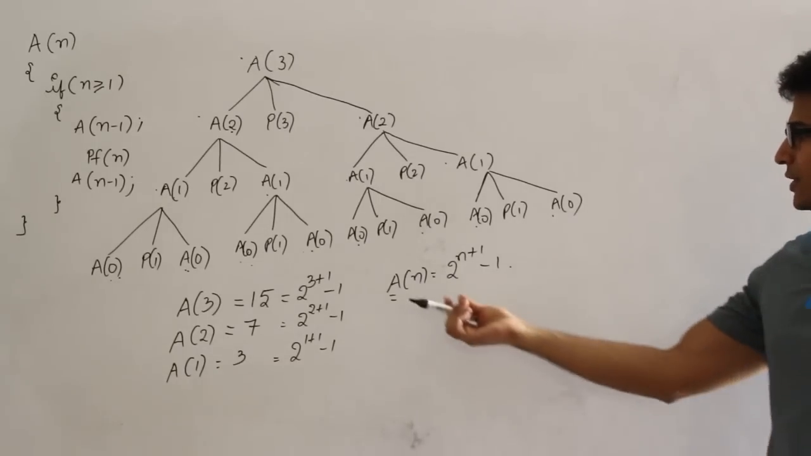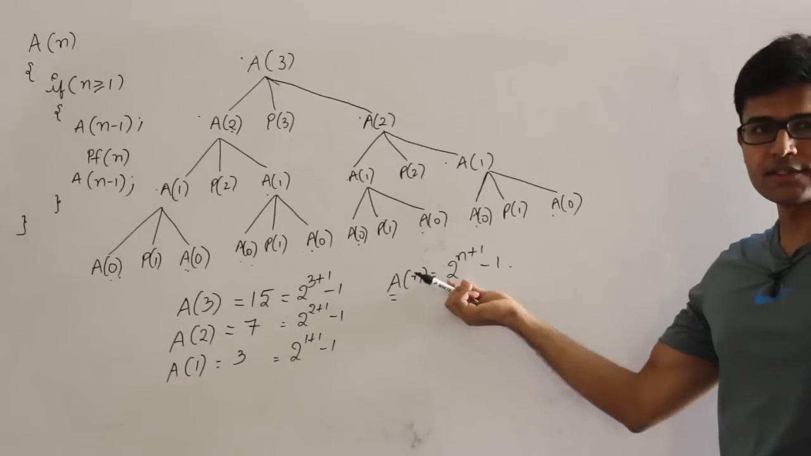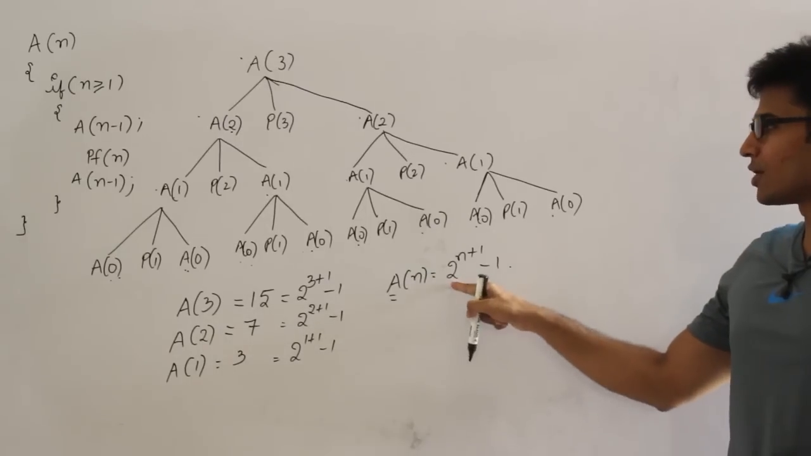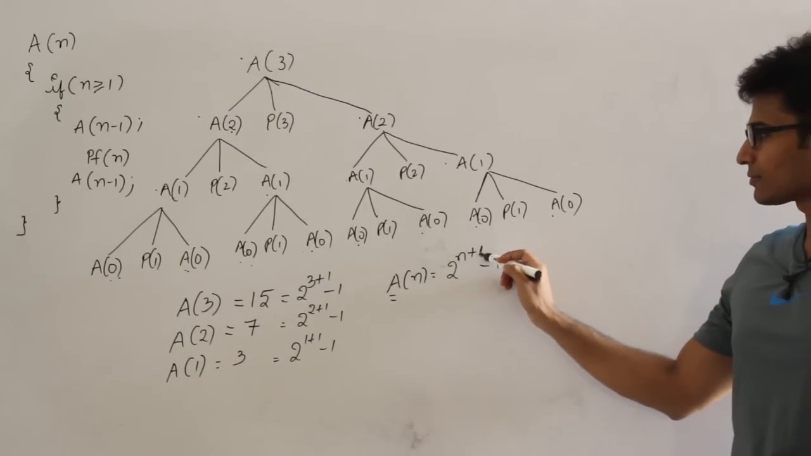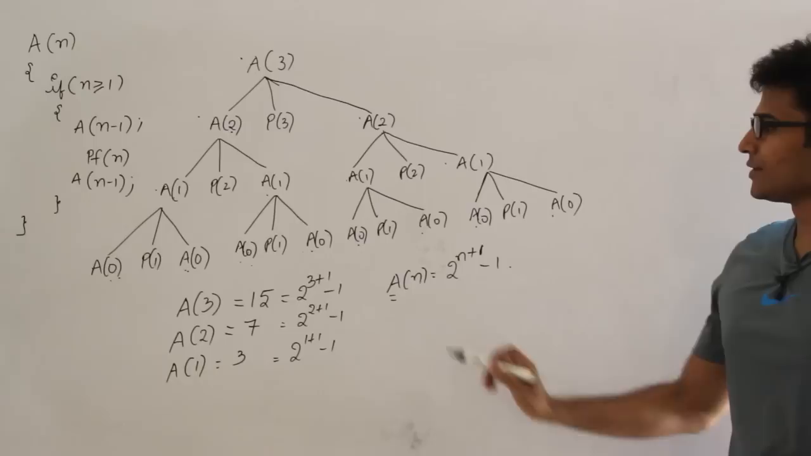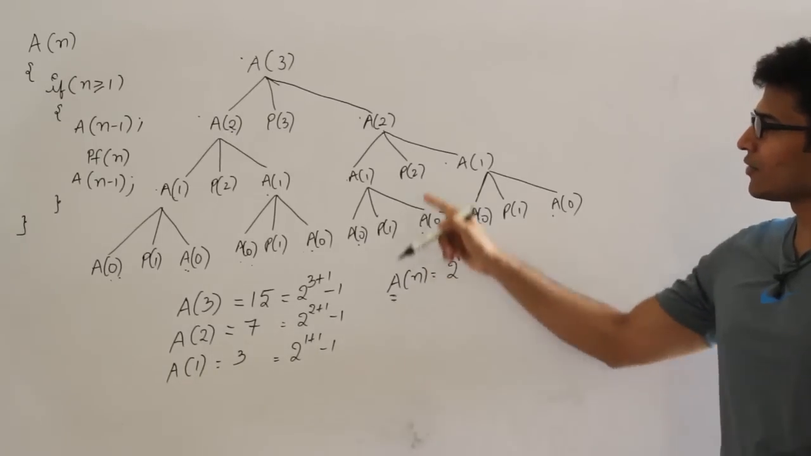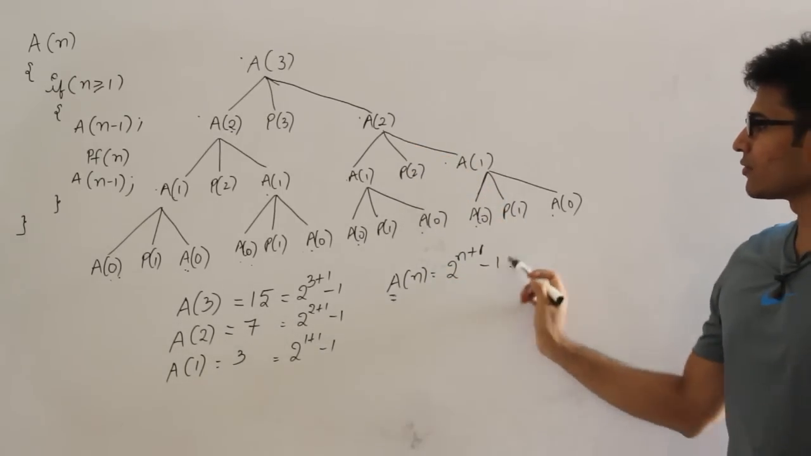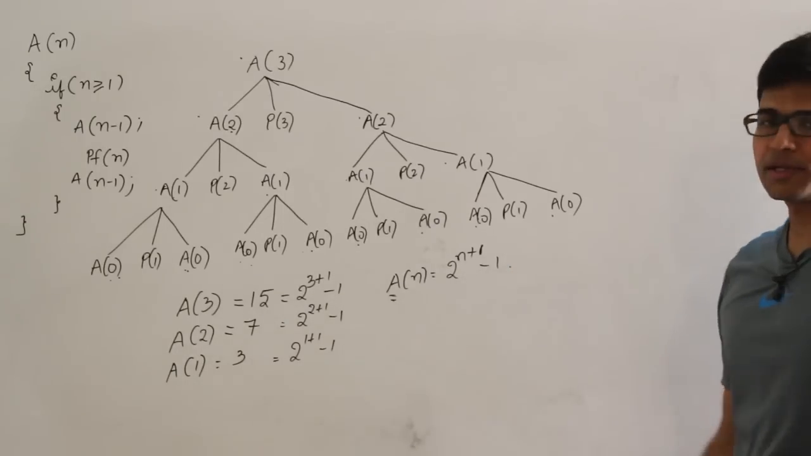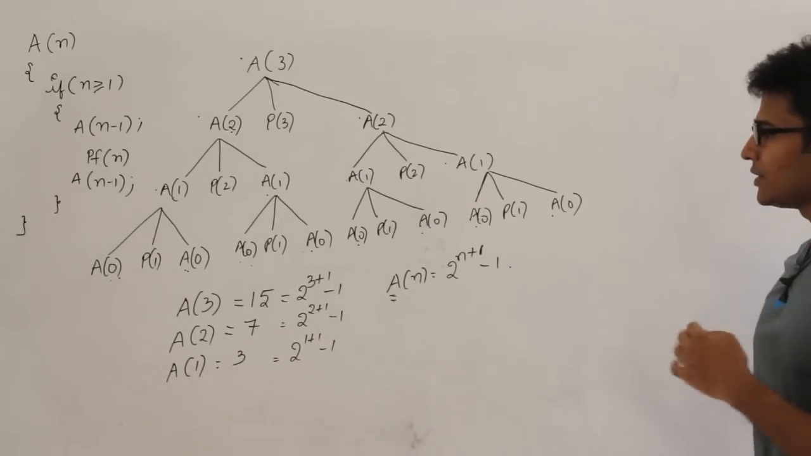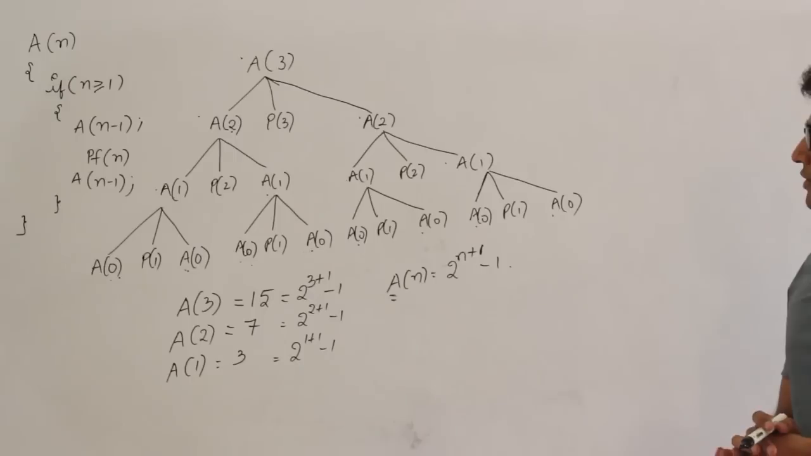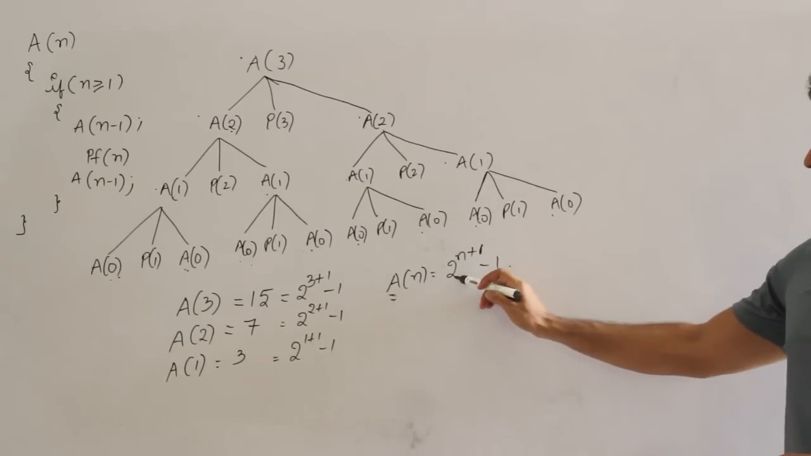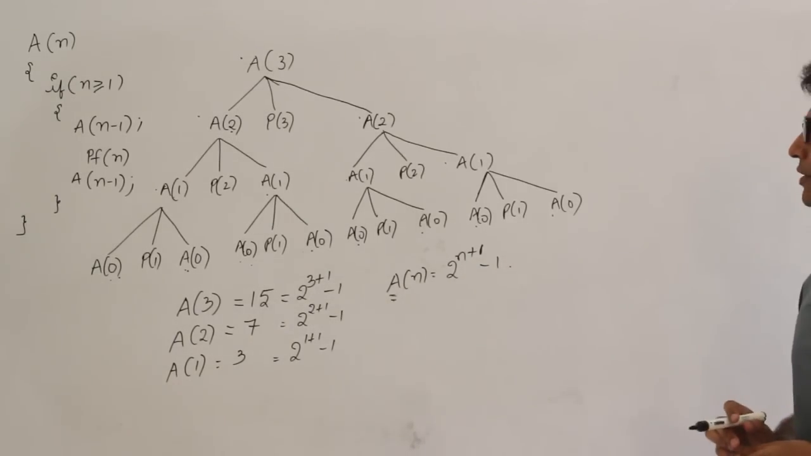Now if these many recursive calls are required, does it mean that the space complexity is order of 2 power n plus 1? That is an interesting question, right? I know that the total number of recursive calls required in order to solve this question is order of 2 power n plus 1. But does it mean that I need a stack which should have a maximum depth of 2 power n plus 1?